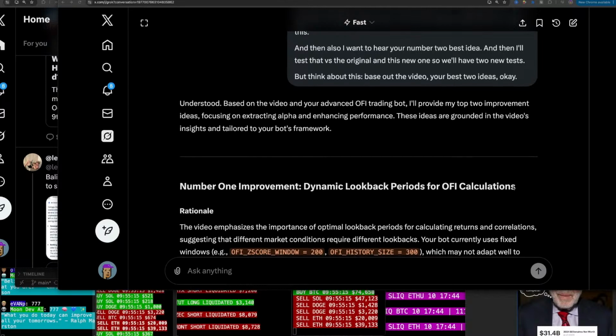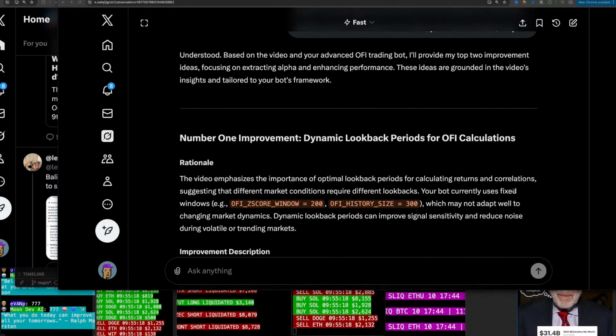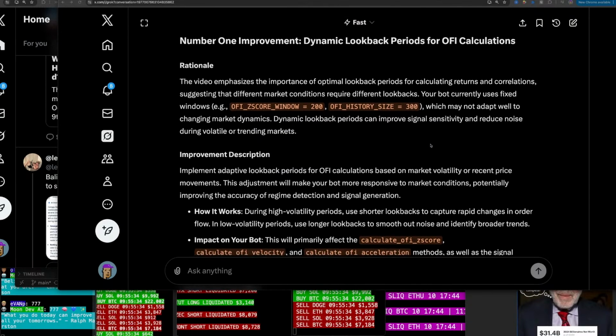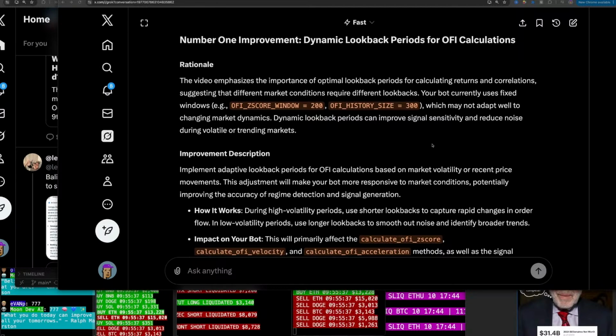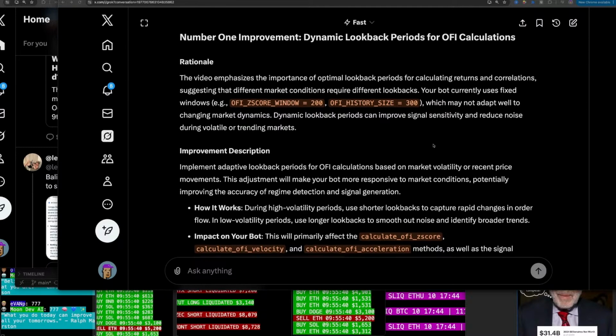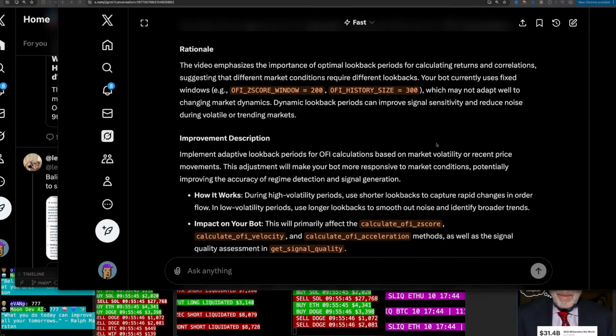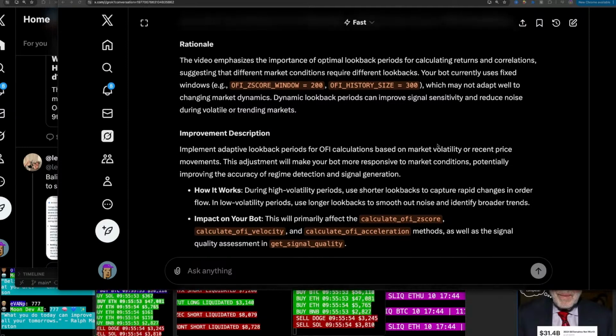Okay, understood. Based on the video and your advanced OFI trading bot, I'll provide my 2 improvement ideas focusing on alpha extraction and enhancing performance. These ideas are grounded in the video's insights and tailored to your bot's framework. Number 1, improvement: dynamic look-back periods for OFI calculations. Rationale: the video emphasizes the importance of optimal look-back periods for calculating returns and correlations, suggesting that different market conditions require different look-back periods. Your bot currently uses fixed windows, which may not adapt well to changing market dynamics. Dynamic look-back periods can improve signal sensitivity and reduce noise during volatile or trending markets.